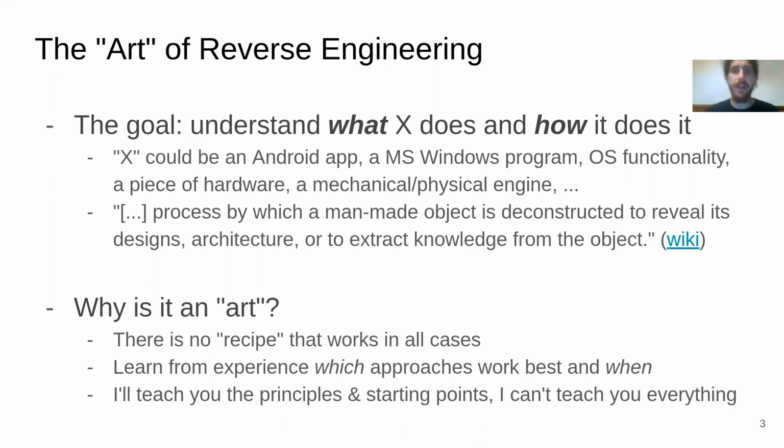Where again, X could be an Android app like in this class, but it could be a Windows program or a specific OS functionality, a piece of hardware, some mechanical physical engine, and so forth. I checked on Wikipedia when I was preparing the slides, and the definition they had: process by which a man-made object is deconstructed to reveal its design, architecture, and to extract knowledge from the object. Again, the focus is very vague, a man-made object. You can think about physics as maybe the reverse engineering of nature, but you get the point.